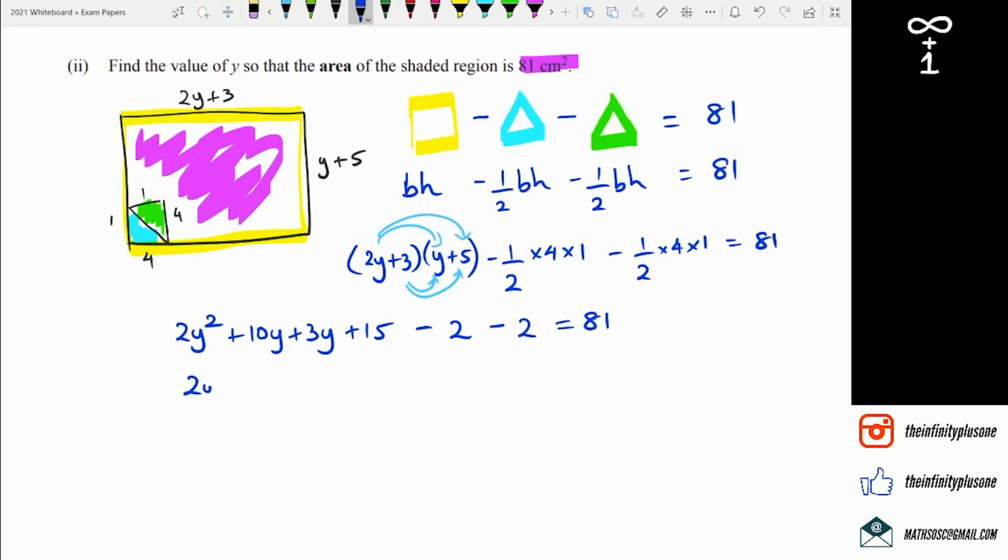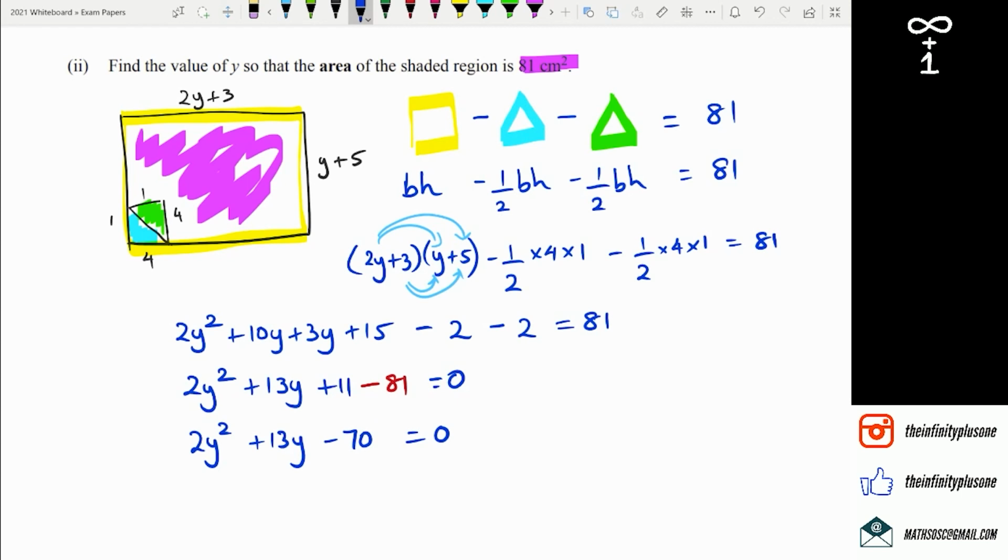Simplifying this, we got 2y squared plus 13y. And what have we got here? 15 minus 4 is 11. And bringing over the 81 to this side, it makes it minus 81. And all of this is equal to 0. Simplifying this further, 2y squared plus 13y minus 70 equals 0.